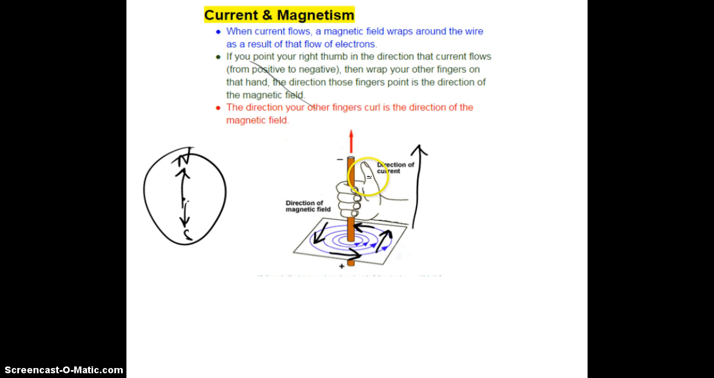If I place my thumb in the direction of current flow, then the magnetic field wraps around the wire in the direction that my fingers are wrapped. In this case, I would use my right hand. Okay, and let's see, magnetic field. I'll use the letter B. Don't worry about that, it's just the letter B.